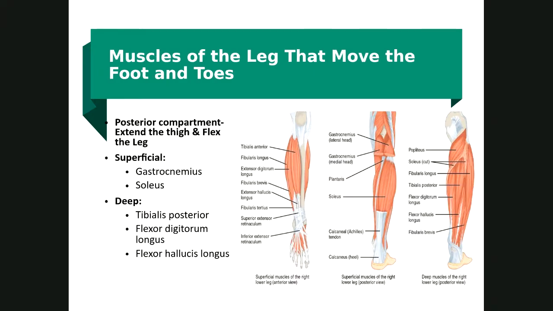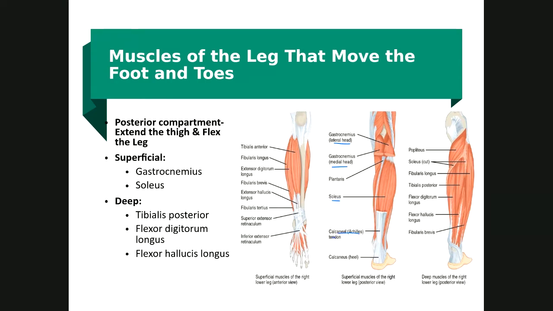So let's go into the posterior compartment. It's going to include a superficial layer, which we see here, the gastroc muscle. There's a medial head and a lateral head, and underneath it is the soleus muscle. They both unite and insert into the calcaneus via the calcaneal tendon or the Achilles tendon.